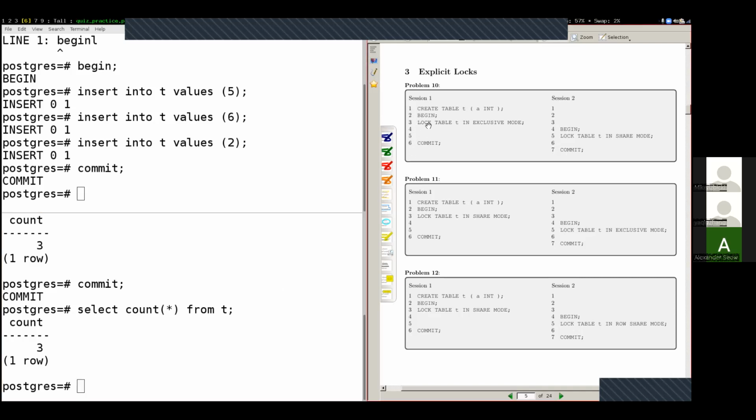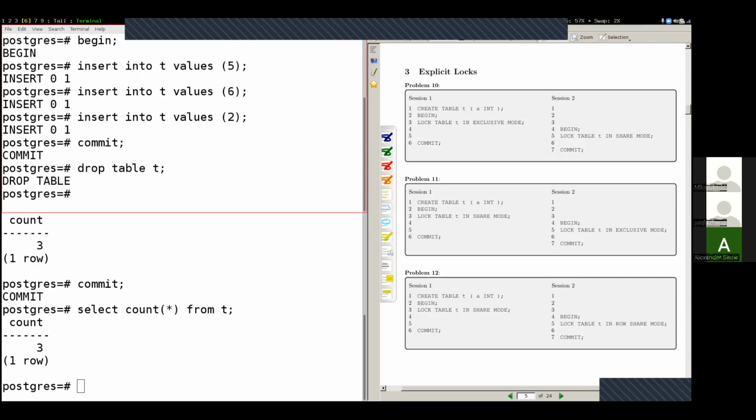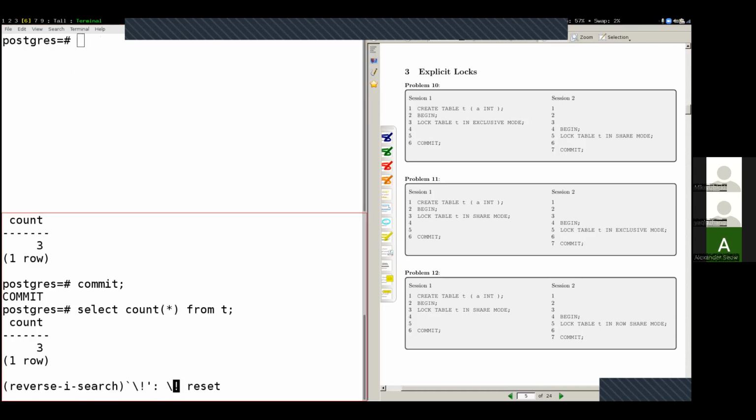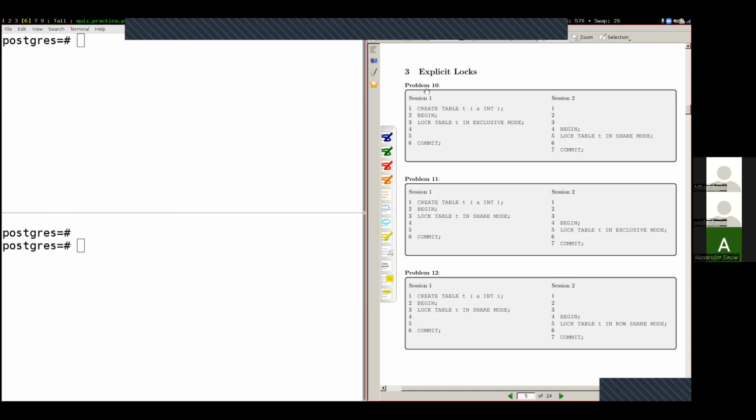So the new command here is on line 3, this lock table T in, and then a mode that you're locking the table in. And we're going to see how these locks will interact with the various sessions here. Go ahead and drop my table T so that we can restart from a new session, reset everything here. And I'm on problem 10, which is what we're going over right now.